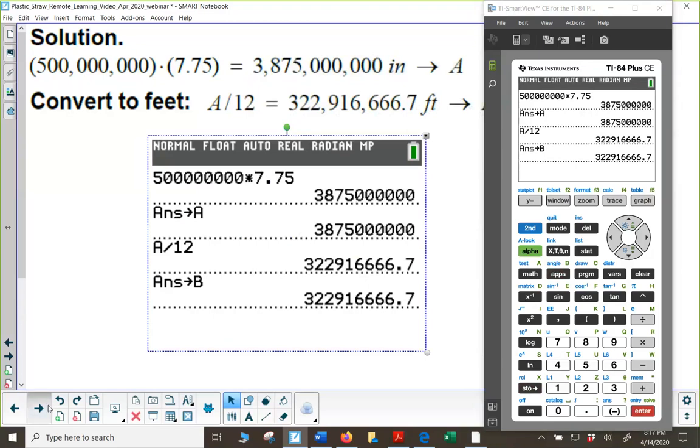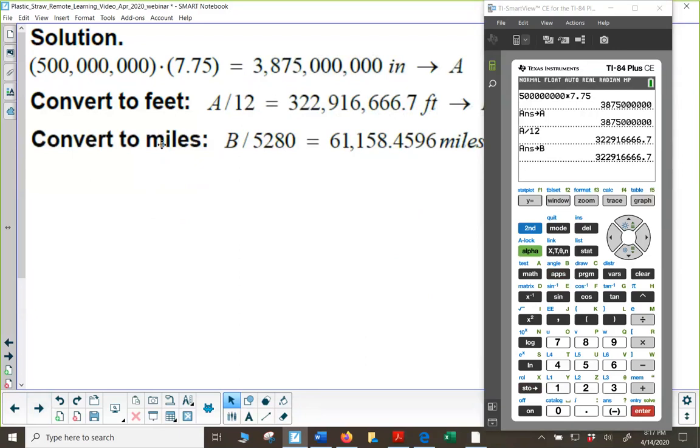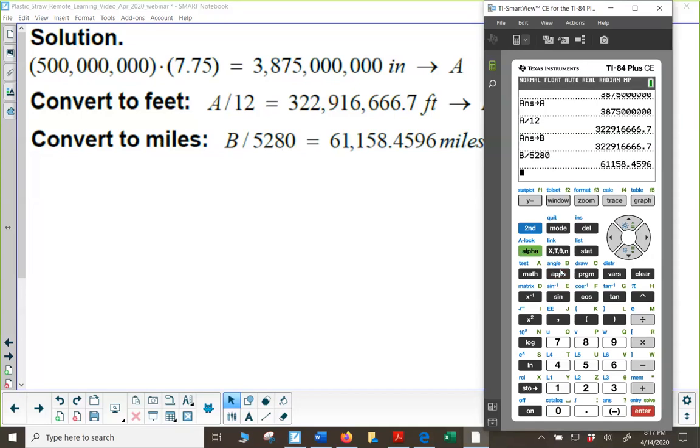So I've got that. Once I've got the feet, I'm going to convert to miles because that's what my other units were in. A lot of units conversion here, okay? Not difficult units conversion, but you need to be able to do this. There's 5,280 feet in a mile. Unfortunately, not enough students know that. I think it's 5,000 since we went metric. It's not, it's 5,280. So I'm going to take what's in alpha B and divide that by 5,280 feet per mile. And I'm going to get 61,000 miles. Let's store that into alpha C.